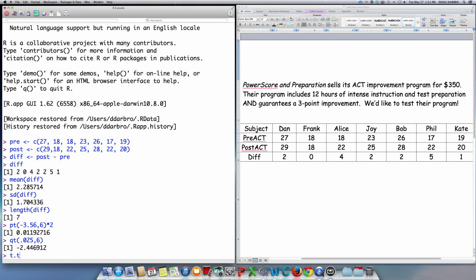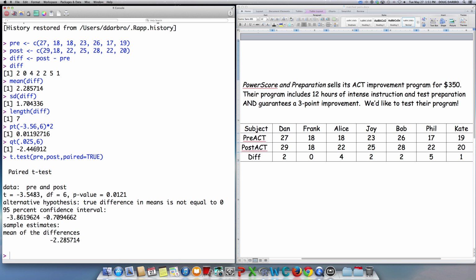What we do is we run a t-test, and I want to run the pre, post, and I want to run paired equal true. So guys, when you run this, you're going to see some things that come up that coincide with what we got. Now, one thing to notice is our p-values and stuff are the same, within rounding. But notice that our test statistic is negative instead of positive, and our confidence interval is negative instead of positive because the mean difference is negative.